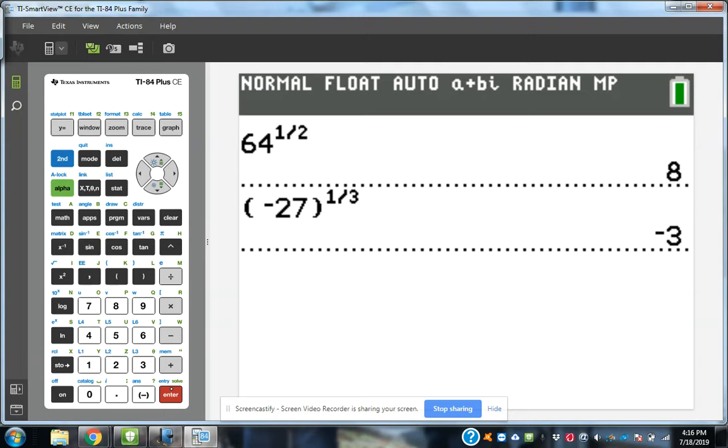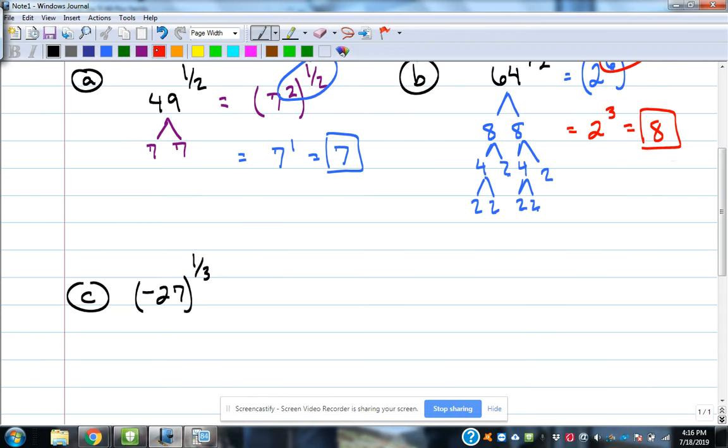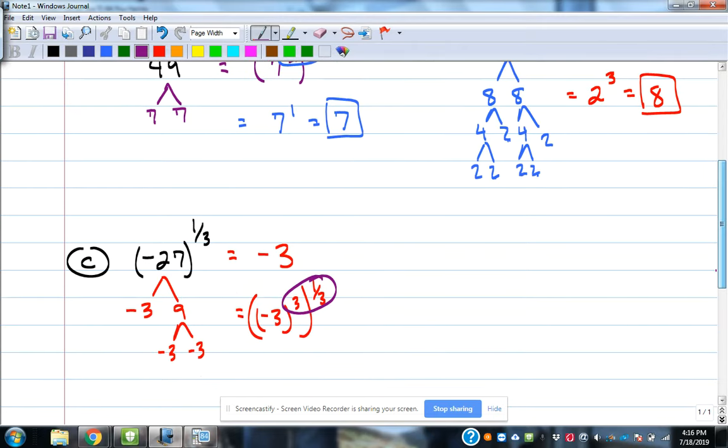And I get back -3 as the answer, which is true. The reason is because this is -3 times 9, and 9 would be -3 times -3. So that's really -3 to the third, and then to the 1/3. This is the non-calculator way of thinking about that problem. And then you multiply those two together, and we get -3 to the first, which is just -3.